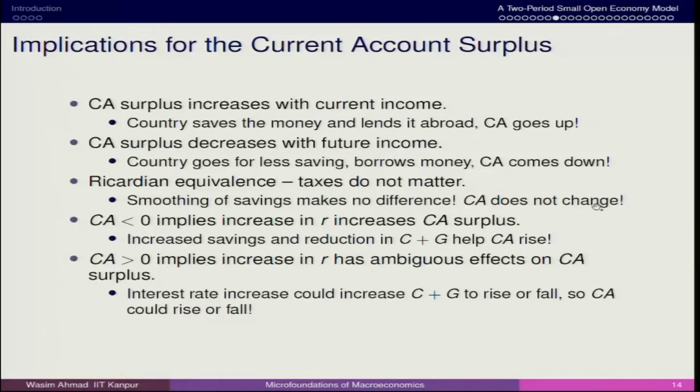If you have current account surplus less than 0, it implies an increase in R. Once you have the increase in R, whatever happens with the interest rate increase. If your interest rate is increasing, what it implies is that an increase in R increases CA surplus. So, this is what we have, that CA less than 0 means that a rate of interest increase is going to lead to the CA surplus.